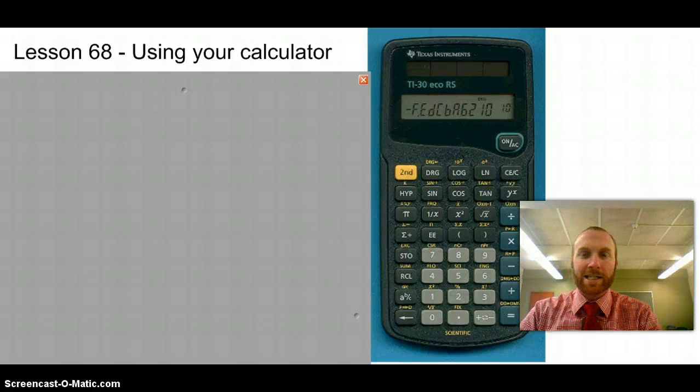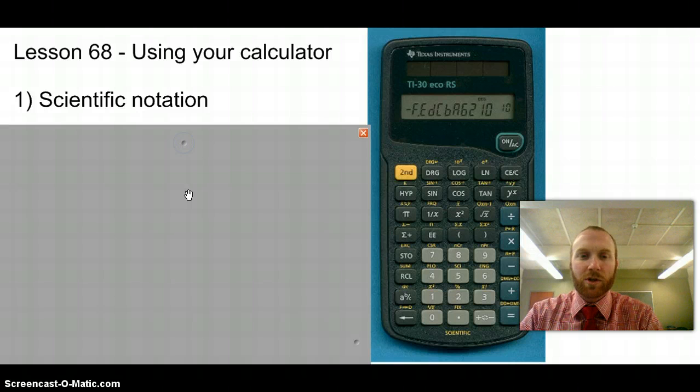And here's lesson 68, using your calculator. We're going to do three things today. Two of those things have to do with finding roots and using exponents, so those are basically one and the same. And the third thing is what we're going to start with, which is scientific notation.